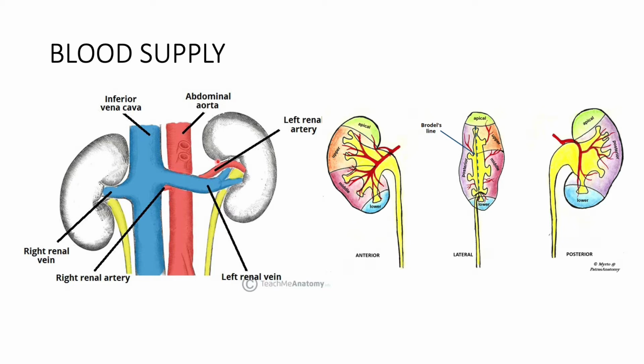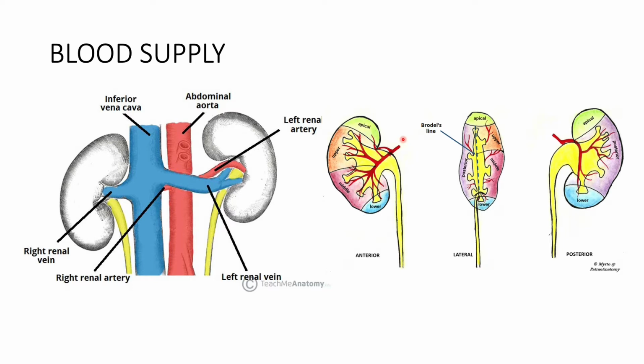Now, at the level of the hilum, the renal artery forms an anterior and posterior division, which carries 75% and 25% of blood supply to the kidneys. Now, this division is further divided into 5 segmental arteries. Now, these 5 segmental arteries are end arteries.